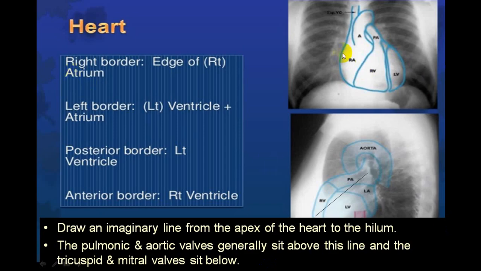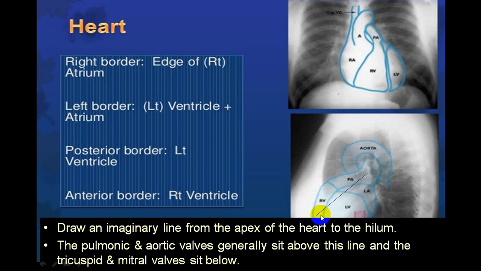So again, the right border we have shown you. Now what is important? If I want to identify some structures, whether they are enlarged or not, I'll take a lateral view. In a lateral view, this is the sternum. This is called the retrosternal area. In the retrosternal area, the RV comes. This will be by the RV.